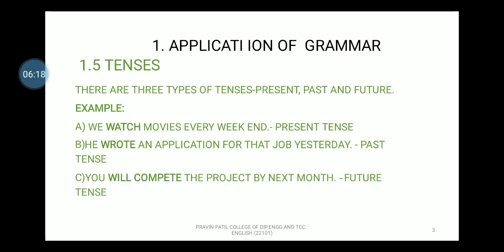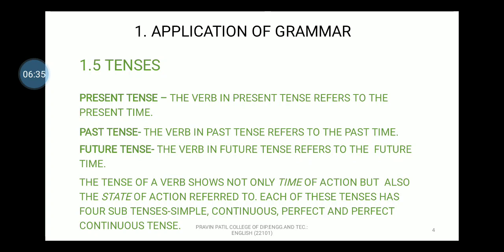Formula number 4: V-ing indicates continuous, along with V1, V2, will and shall. Formula number 5: main verb plus past participle indicates the action is completed, the perfect time. Last, perfect continuous indicates main verb plus ing along with the past participle, along with V1, V2, will and shall. We will discuss the same things here.